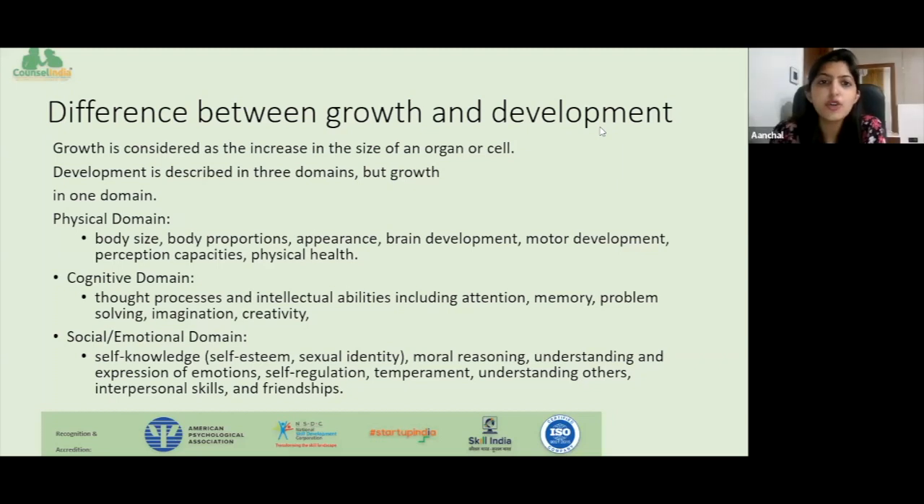Okay, so you're saying growth is about the increase in height, right? Development is about the brain development. Yes. Okay, anybody else?